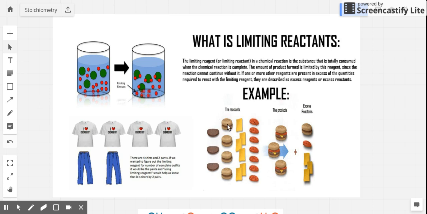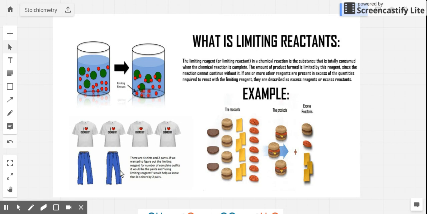In this case, if you have 3 patties, 4 buns, 6 cheeses, and 7 tomatoes, we know that the one that limits the number of burgers that will be produced will be the patties because there are only 3 of them. So the lesser amount of patties will limit the amount of burgers, which in this case will only produce 3 burgers with complete ingredients, and the rest of the ingredients will be in excess.